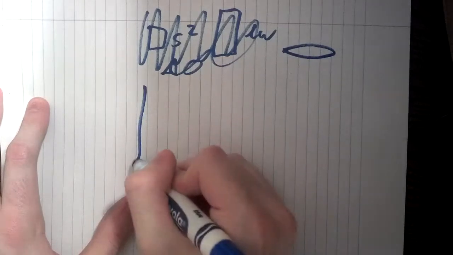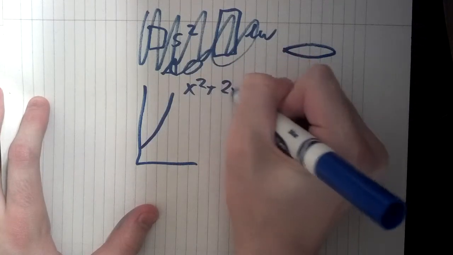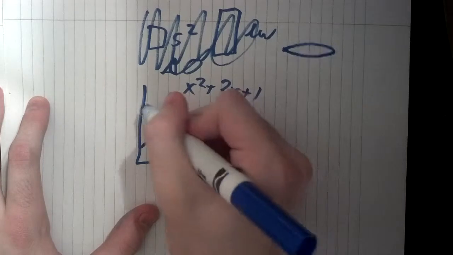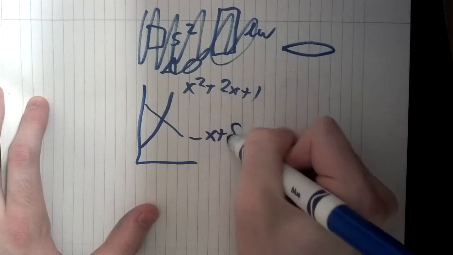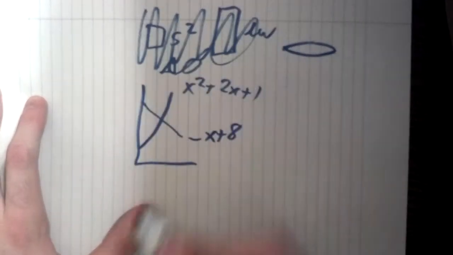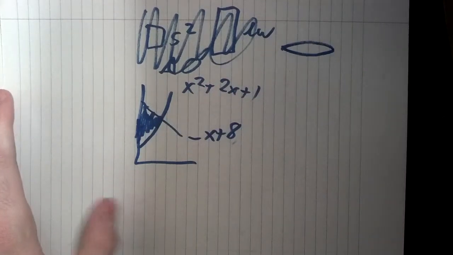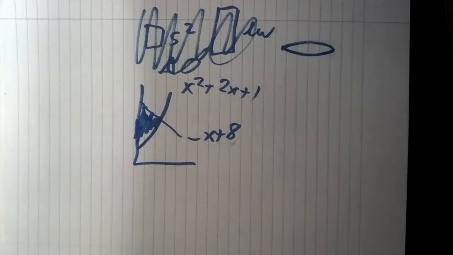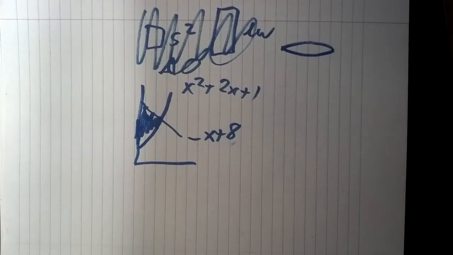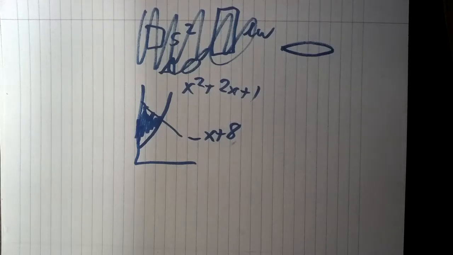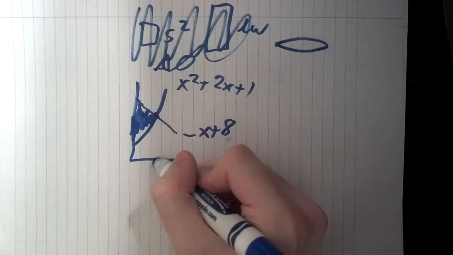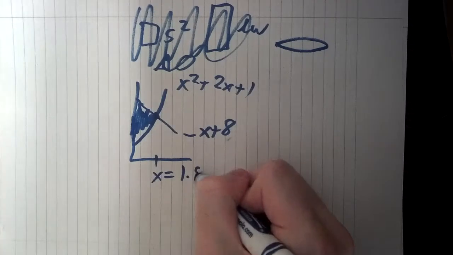Let's see what we want to find. Let's start a graph. How about we graph the two equations, x squared plus 2x plus 1 and negative x plus 8. Okay. Now we're trying to find this right here. So we'll use integration to find the area of this, because integration is basically the area under a curve. Well, we need to know our boundaries for integration, so this right here is about x equals 1.54.